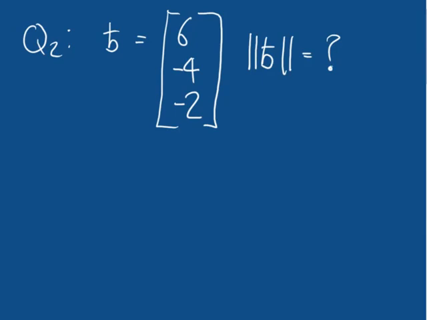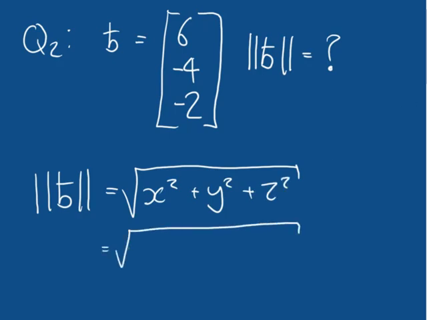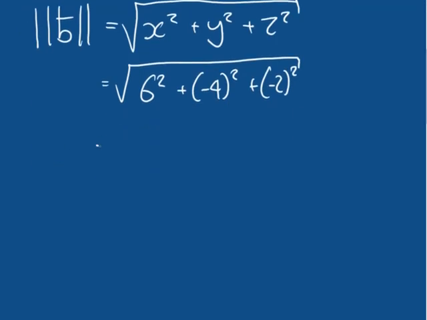Okay, welcome back everyone. So we're finding the magnitude of a 3D vector. We know in order to do that, we're going to use our equation that says the magnitude of a 3D vector is equal to the square root of x squared plus y squared plus z squared. That means it's equal to the square root of 6 squared plus minus 4 squared plus minus 2 squared, which is equal to the square root of 6 squared.